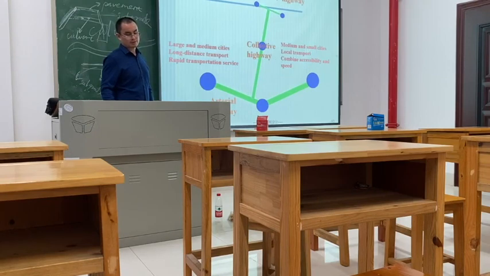Collective highways connect medium and small cities. Local transport, combining accessibility and speed. This is the feeder highway or local highway: villages, rural short distance transport, accessibility, convenient.